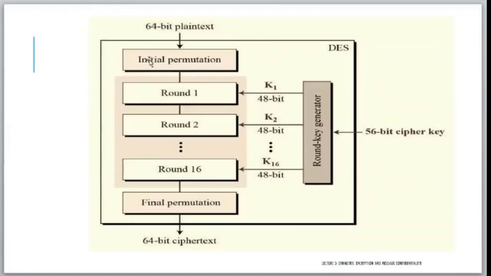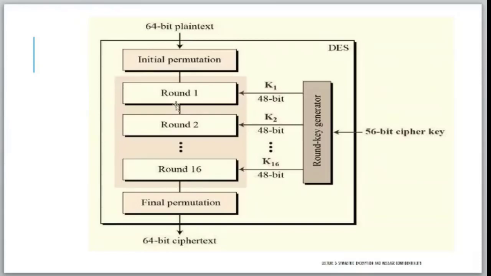So step number 1 is the initial permutation. After the initial permutation, it is going to start the rounds. How many rounds? We already discussed in the previous slide: it is going to work for 16 rounds. Round 1, round 2, round 3, round 4, round 5, round 6, up to 16 rounds.